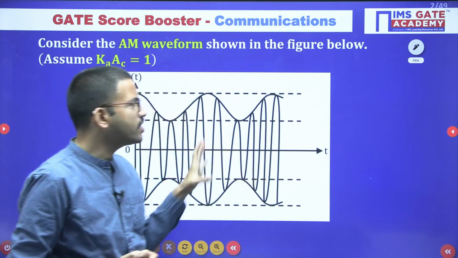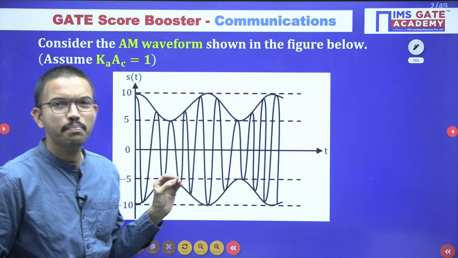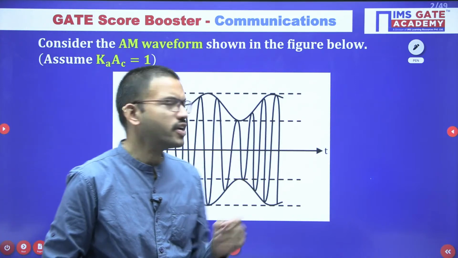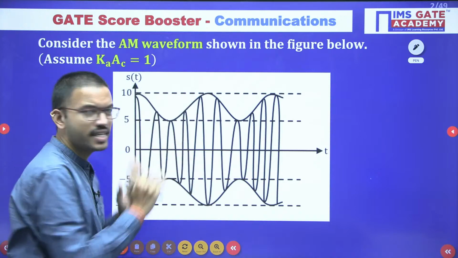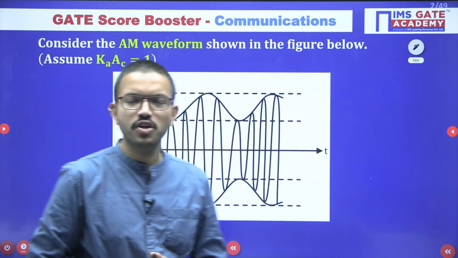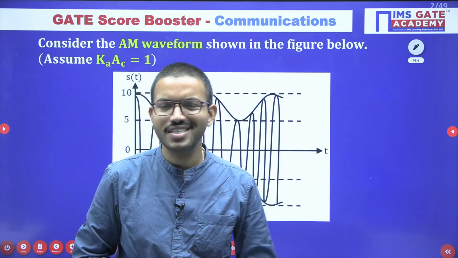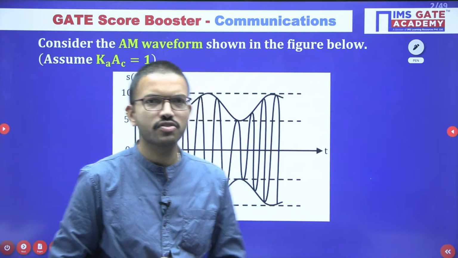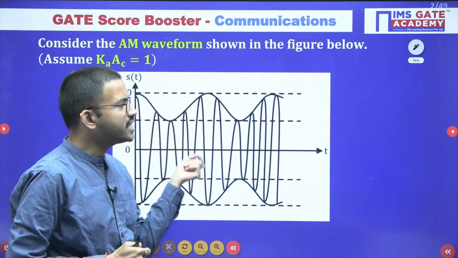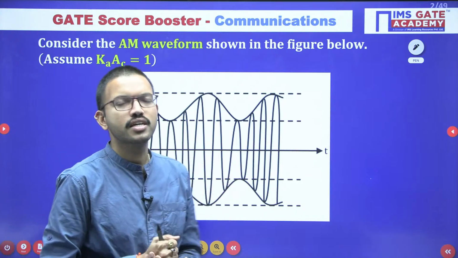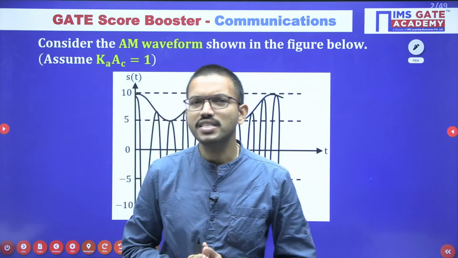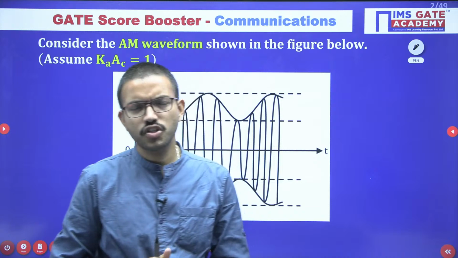Whoever does not have enough knowledge regarding the formula, I am giving a brief introduction. What are the formulas that we are going to use whenever we have an amplitude modulated wave, to find the modulation index or the carrier amplitude? For that, I will give the derivation, so that even if you are not able to remember the formulas directly, you can solve this question.